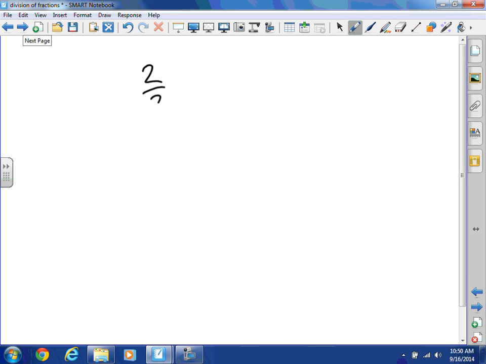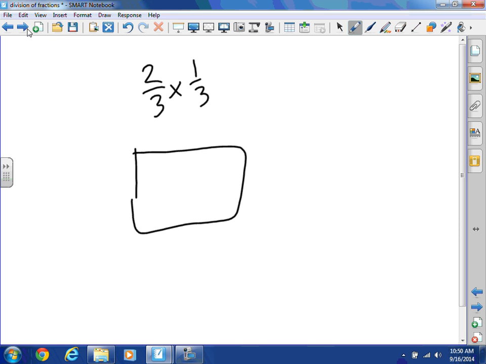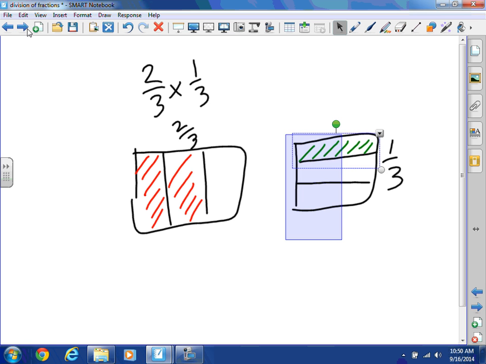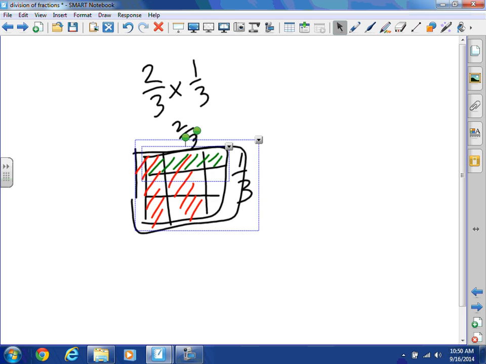If I have 2/3 times 1/3, I basically look at it, and on this side, I'm going to put 2/3. So I'm going to split it into thirds, right? And then on this side, I'm going to take 1/3, and I'm going to split this into thirds. So here, I'm going to color in 2 of them. Here, I'm going to color in 1 of them. And then I'm just going to lay them on top of each other. And I have 2 that are colored in both, but I have how many? I have 9 altogether, right? So my answer becomes 2/9.